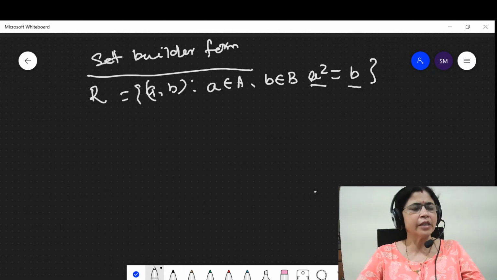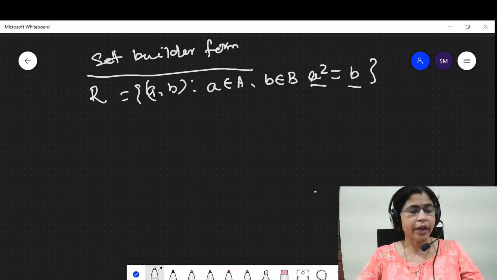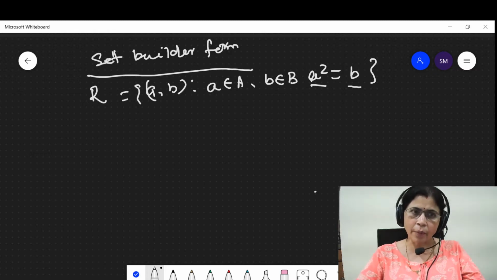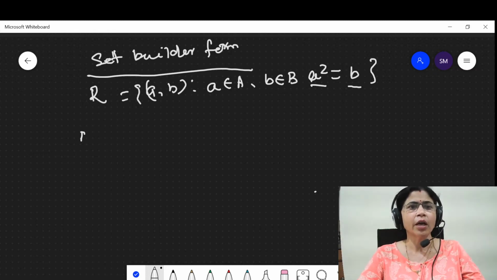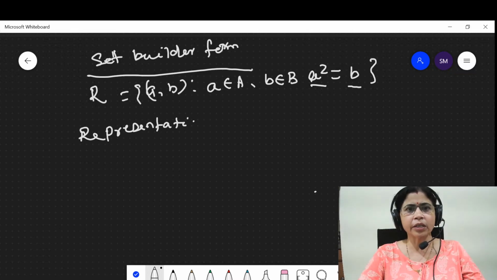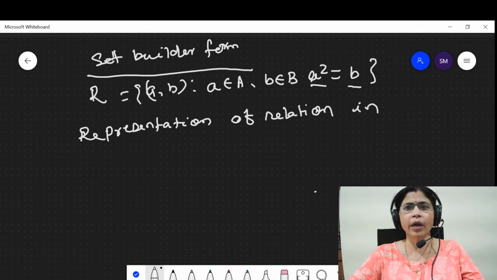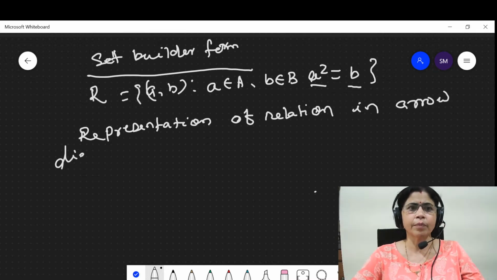In my last page I have discussed roster form. Now take some examples, and now let us discuss the arrow diagrams. This is roster form, this is set builder form, and this is the representation of a relation in arrow diagram form.